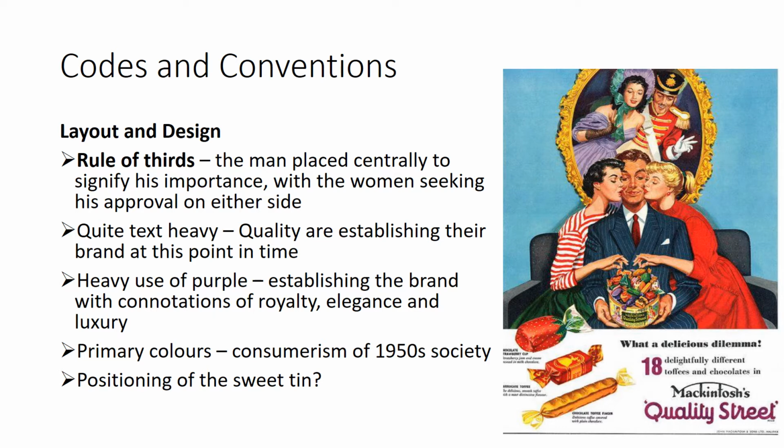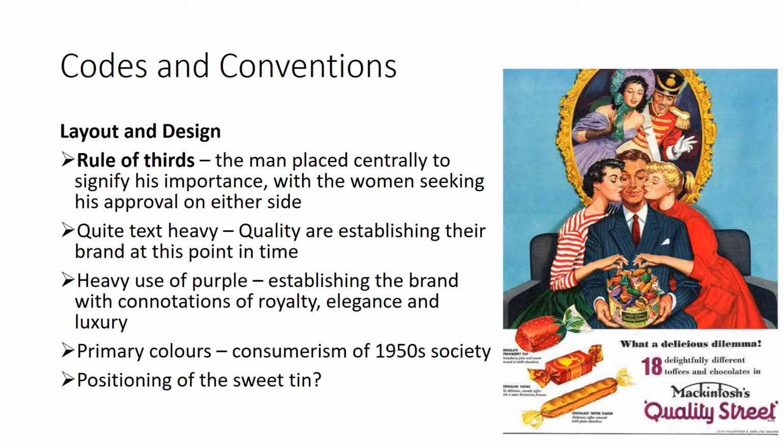We're going to look at some of the codes and conventions and how they are used to create meaning in both of the adverts. In terms of layout and design, as always, the rule of thirds is important. The man is centrally placed here to signify his importance, while the two women are positioned on either side of him, seemingly seeking his approval. It is quite a text-heavy advert, but that is very typical of adverts of the 1950s, and Quality Street are still establishing their brand here in the wake of World War II.